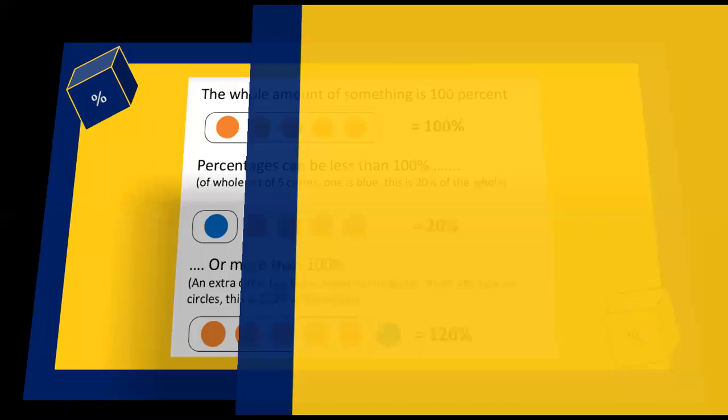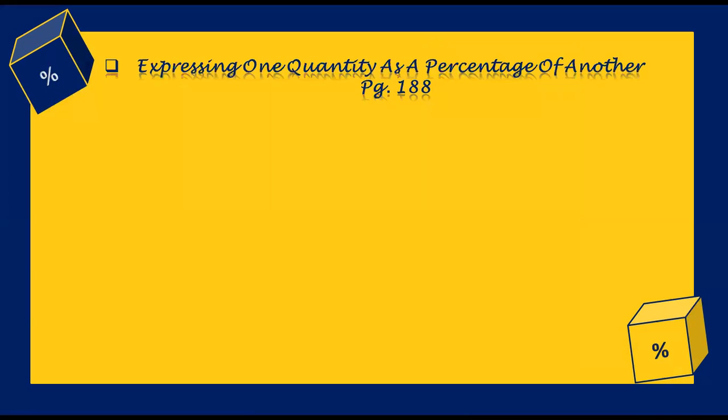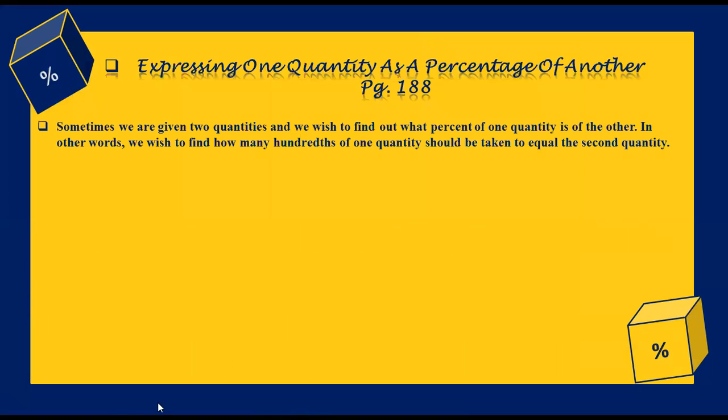तो आगे चलते हैं. Expressing one quantity as a percentage of another quantity means कि एक quantity दूसरी quantity के कितने percent ज़्यादा है या कम है. So you may find this topic on page number 188. Sometimes we are given 2 quantities, कभी-कभी हमें 2 quantities दी जाती हैं, and we wish to find out what percent of one quantity is of the other, like एक quantity दूसरी quantity के कितने percent है.